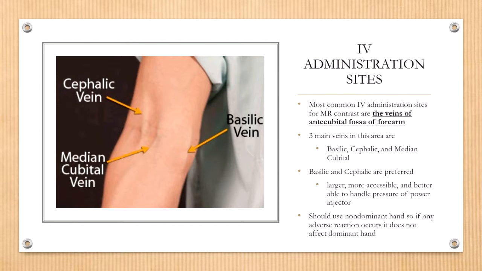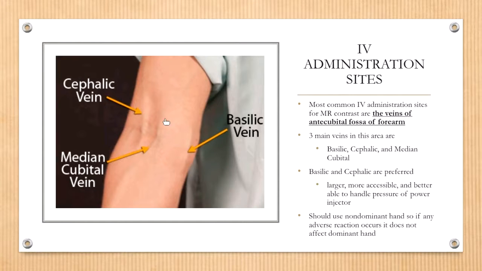This should be a review for you guys, but just to kind of refresh our memory about starting IVs. The best and most common IV administration sites are in the antecubital fossa of the forearm. There are 3 specific veins that we typically want to work with: the basilic, the cephalic, and the median cubital. The basilic is on the medial side of the forearm and elbow. The cephalic is the larger of the 2 in the antecubital fossa. This median cubital vein is typically smaller. So if you are using a power injector, I don't recommend using this one. I do recommend using either the cephalic or the basilic.